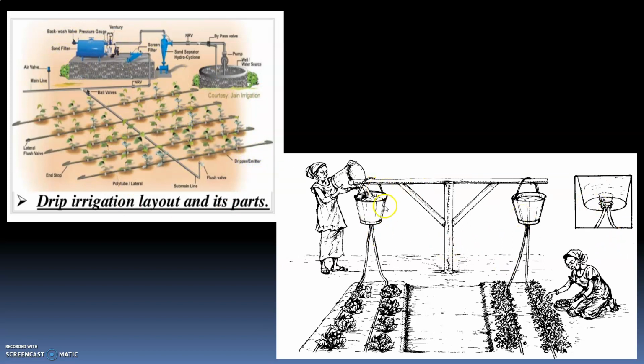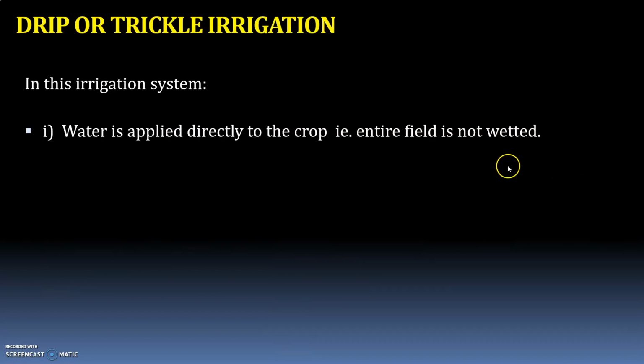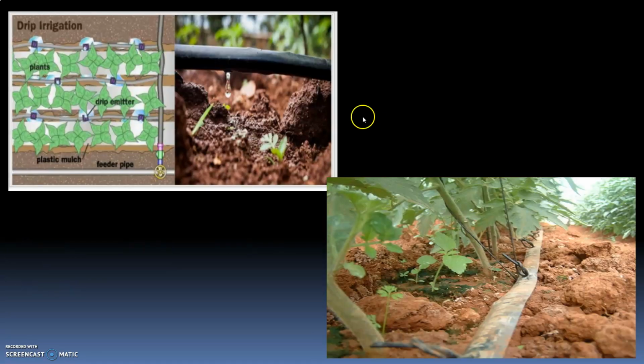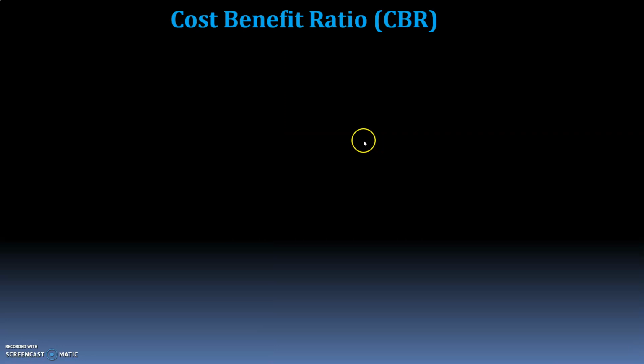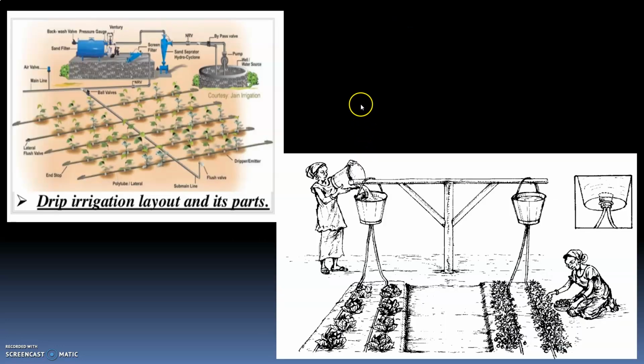Before, they were using a bucket in villages, and the water was supplied to the crop in this manner. Now it is advanced and a new sprinkler system has come like this. This is the new system that has come now. Okay, this is about the different types of irrigation methods.